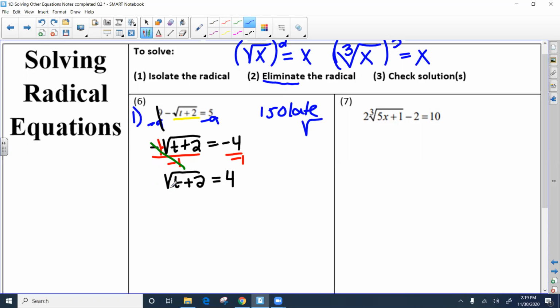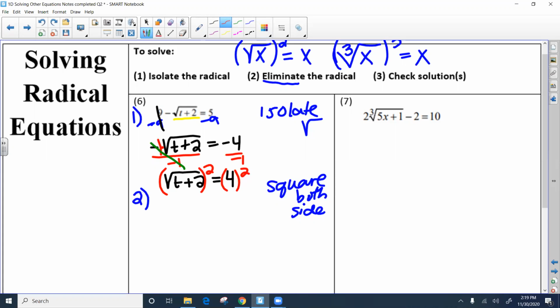Okay, so now the radical's by itself. So now step 2, I can get rid of the radical. This is a square root, and to get rid of a square root, I'm going to square both sides. To get rid of the square root, I square this side, but it's an equation, so whatever we do to one side, we do to the other. So we square both sides.